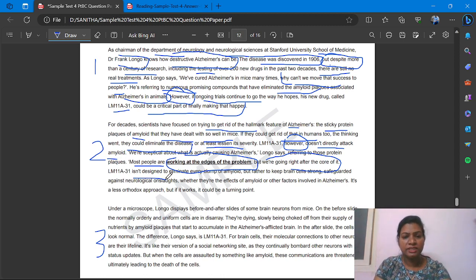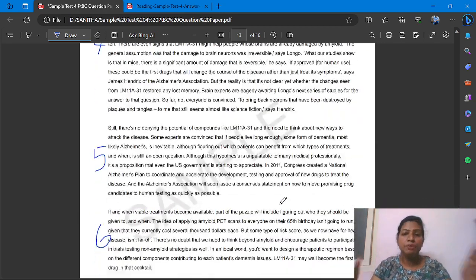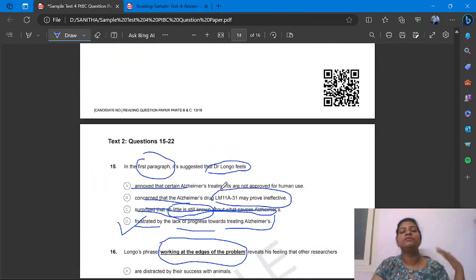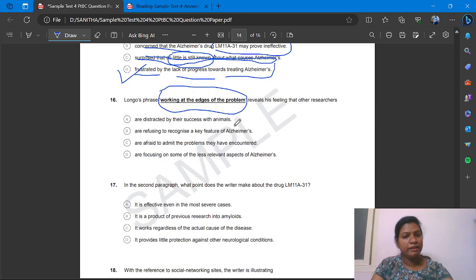LM11A31 is not designed to eliminate every clump of amyloid, but rather to keep the brain cells strong and safeguard them against the neurological onslaught, whether it affects the amyloid or other factors involved in Alzheimer's. It's a less orthodox approach, but if it works, it could be a turning point. Have you got it? What is the meaning of working at the edge of the problem? So come to the paragraph and compare all the options with the meaning of the phrase. Are distracted by their success with animals.